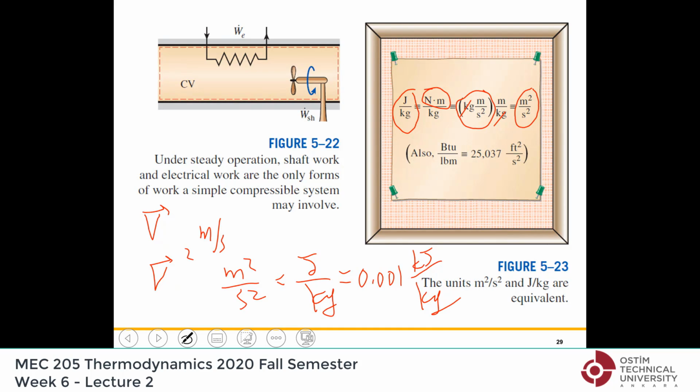Why is this important? Because the enthalpies are usually given in kilojoule per kilogram. So if let's say you have h plus V squared over 2, and h is in kilojoule per kilogram, you have to make sure that this is also in kilojoule per kilogram, which means if velocity is in meter per second, you will have to divide by 1000 at the end, so that you can add them.